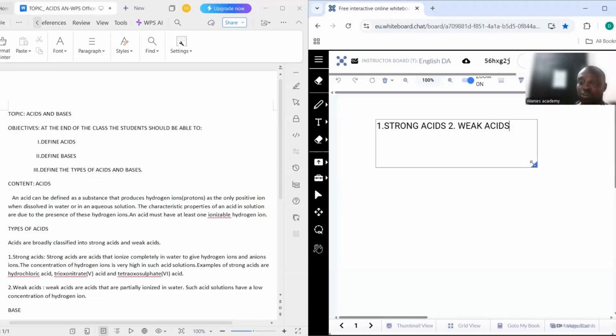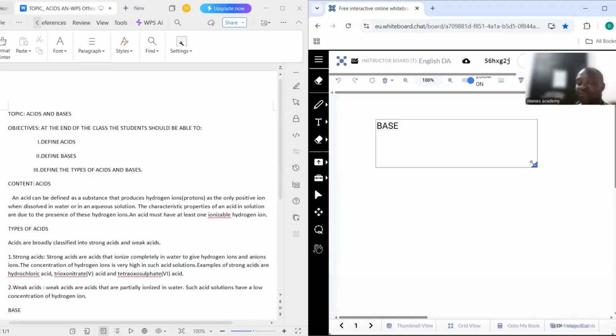So let's go to bases. When we say base, what is a base? Which substance do we refer to as a base? A base is a substance which will neutralize an acid to yield salt and water. So any substance that has the ability to neutralize an acid to yield salt and water only is referred to as a base.